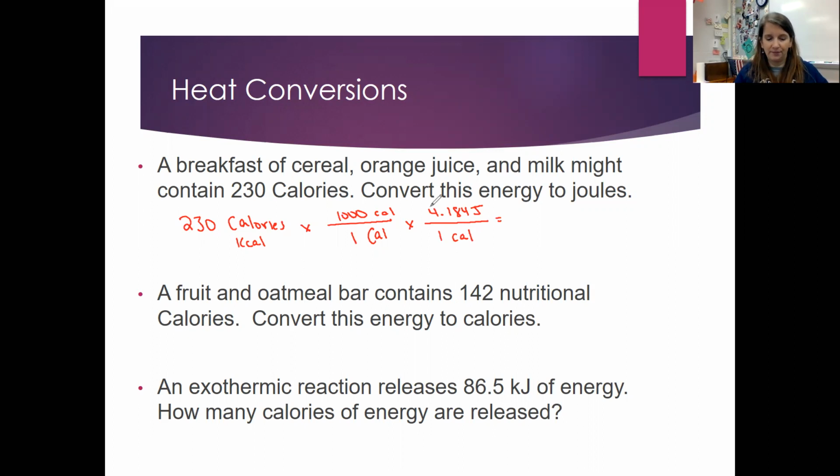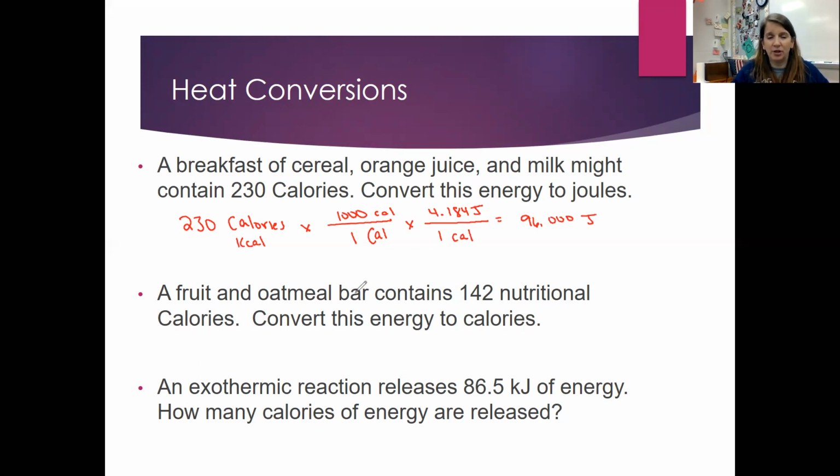So 230 times 1,000 times 4.184. And my sig figs, I only get 2 sig figs because of this 230. So I would record my answer as 96,000 joules.